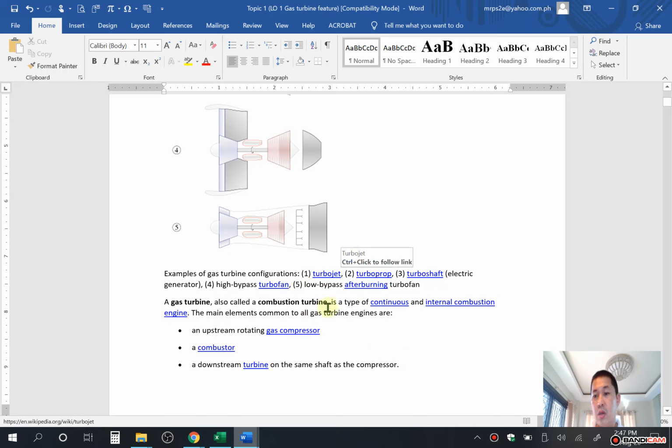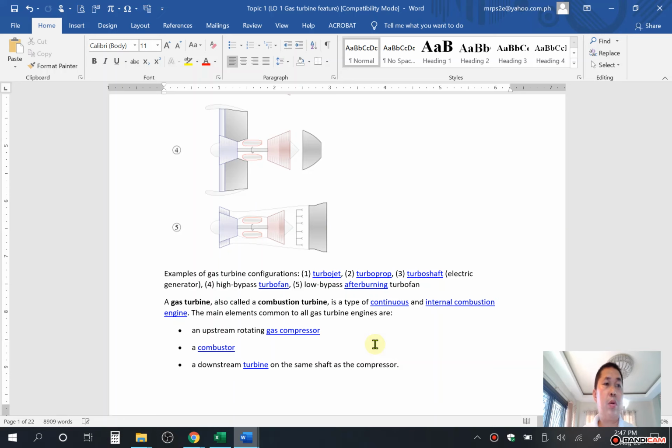So this is all. These engines are for aircraft. This gas turbine engine is also used for marine vessels, especially the fast speed vessels like cruise ships. There are also cruise ships that have gas turbine installed.